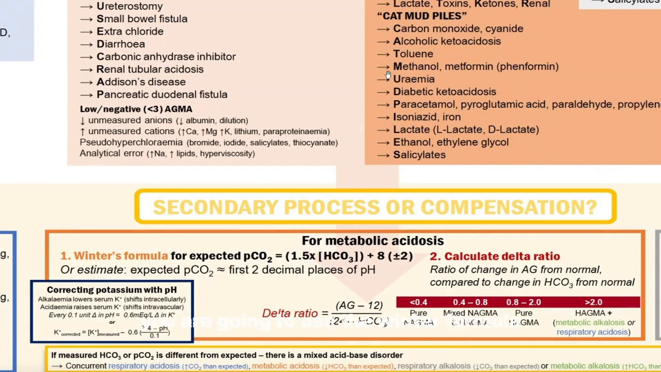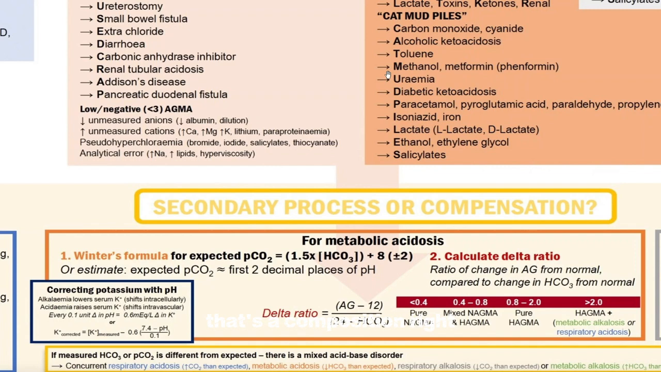You are going to use the Winter's formula. You will say expected partial pressure of carbon dioxide is equal to 1.5 times the bicarbonate plus 8. Then the answer that you get, you add or subtract 2. So for example, if you are given in the question that the partial pressure of carbon dioxide was 22, you know the normal is 35 to 45, then they say it's 22, meaning it is reduced.